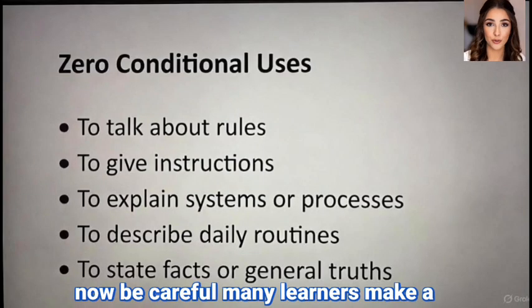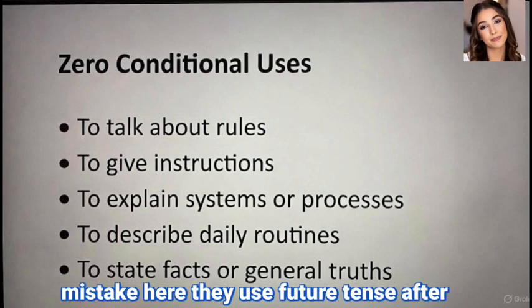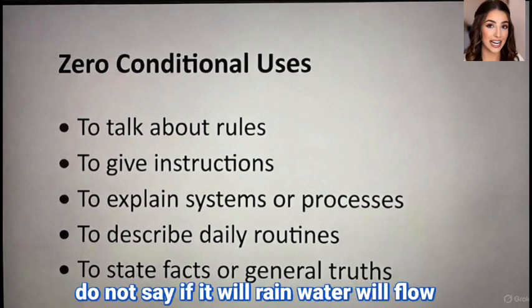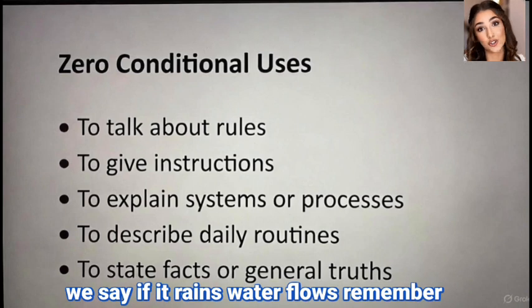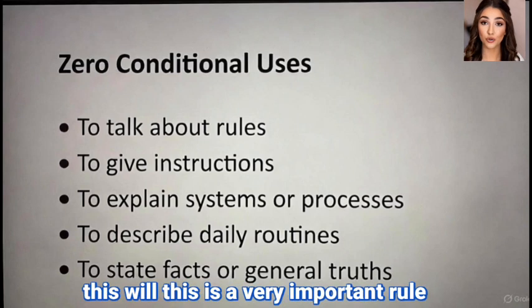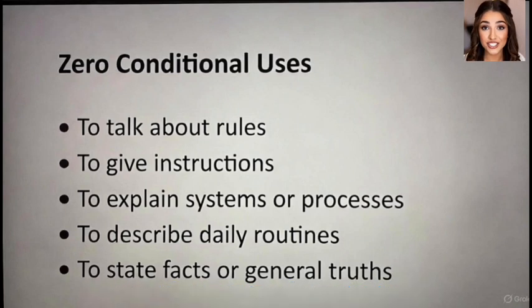Now be careful. Many learners make a mistake here. They use future tense after if. This is wrong in zero conditional. We do not say, if it will rain, water will flow. We say, if it rains, water flows. Remember, zero conditional never uses will. This is a very important rule.